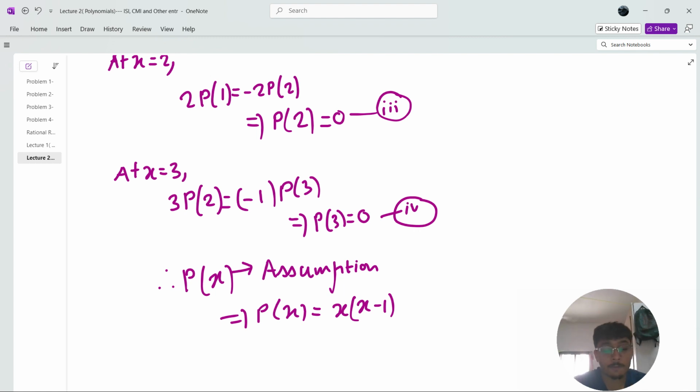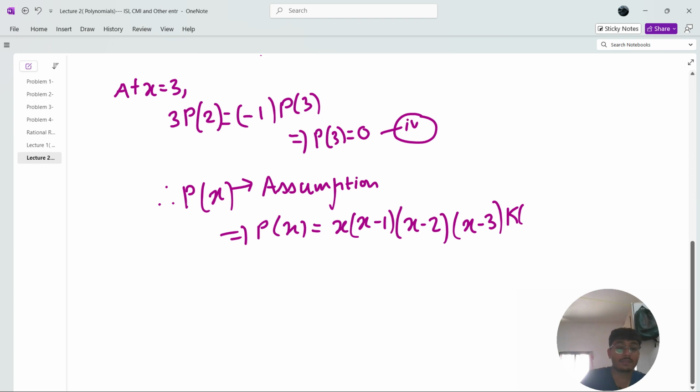So x into x minus 1 into x minus 2 into x minus 3 into, let me take a k of x. Since I don't know my degree, I am just letting it be, I have got my 4 roots and into that multiplied by k of x, where my k of x is basically a polynomial. Good.